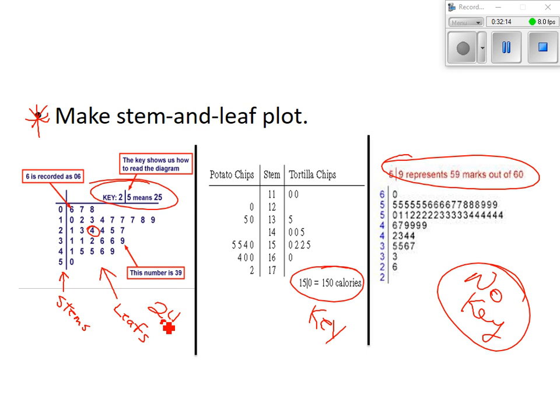A back-to-back stem and leaf plot, something like this, compares potato chips to tortilla chips. Probably it says calories, so how many calories they have in it. Something like this one right here, if I look at this and pick out that number, that stands for 150 on that side and so on the other side. Remember, the whole purpose of the stem and leaf plot is if I do this, it looks like a sideways histogram, and we can tell most of our data falls in that range right there, in that area.